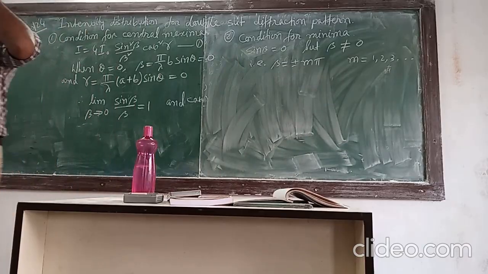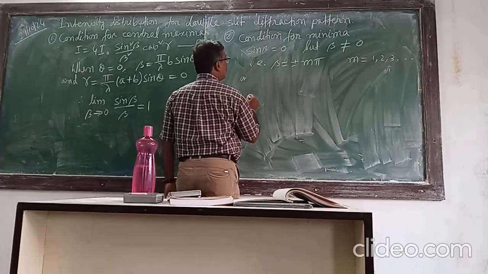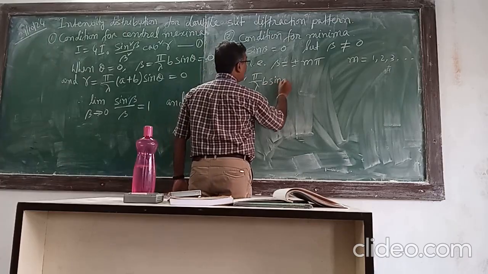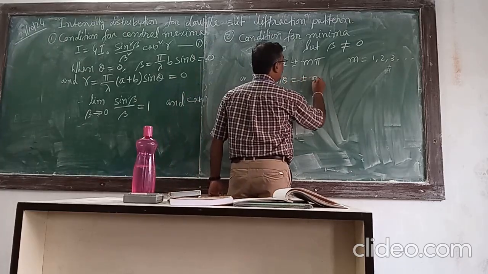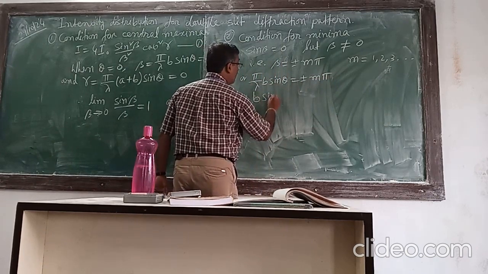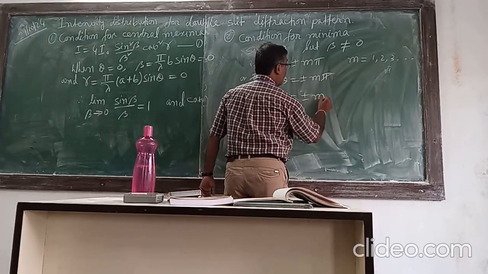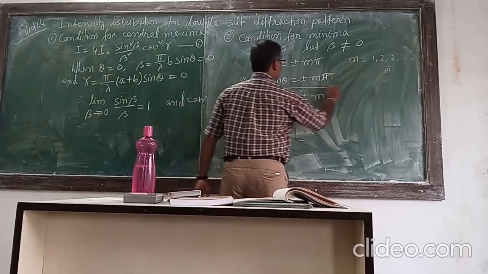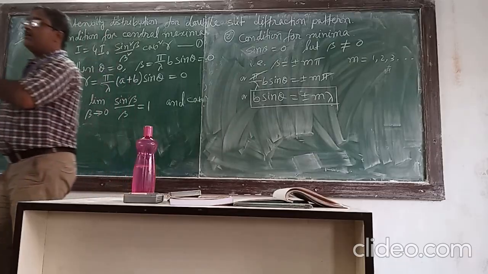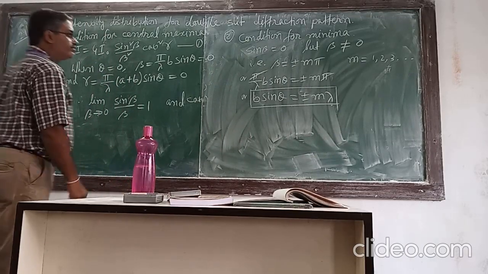What we know is beta equals pi by lambda b sin theta equals plus minus m pi, or b sin theta equals plus minus m lambda. So this is the condition for diffraction minima.